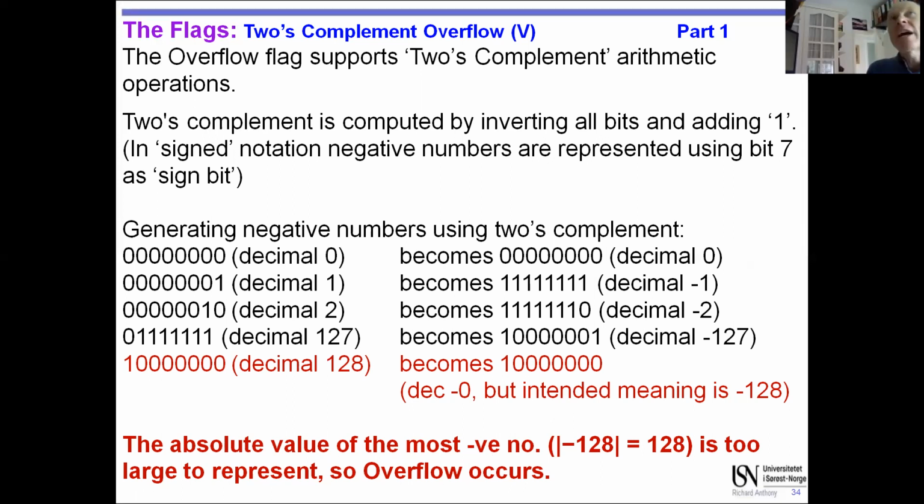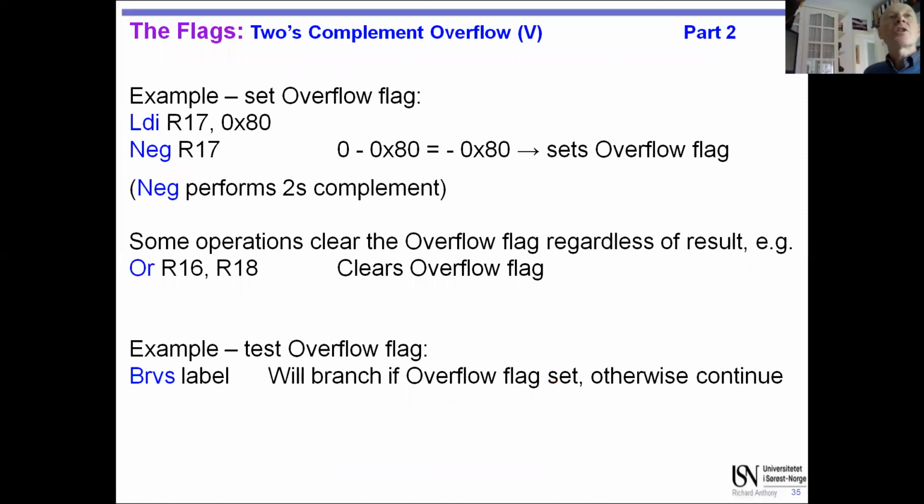And again, the flag can be checked. So there's an example, and this is the branch if overflow set. So V is for overflow in the code, okay? Branch if overflow is set. Or you can also do branch if overflow is cleared, the opposite.